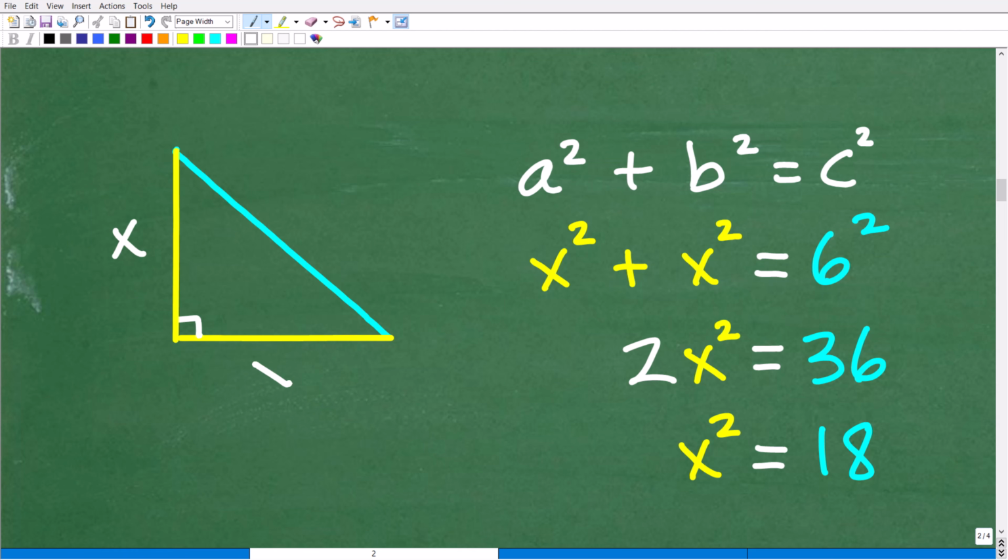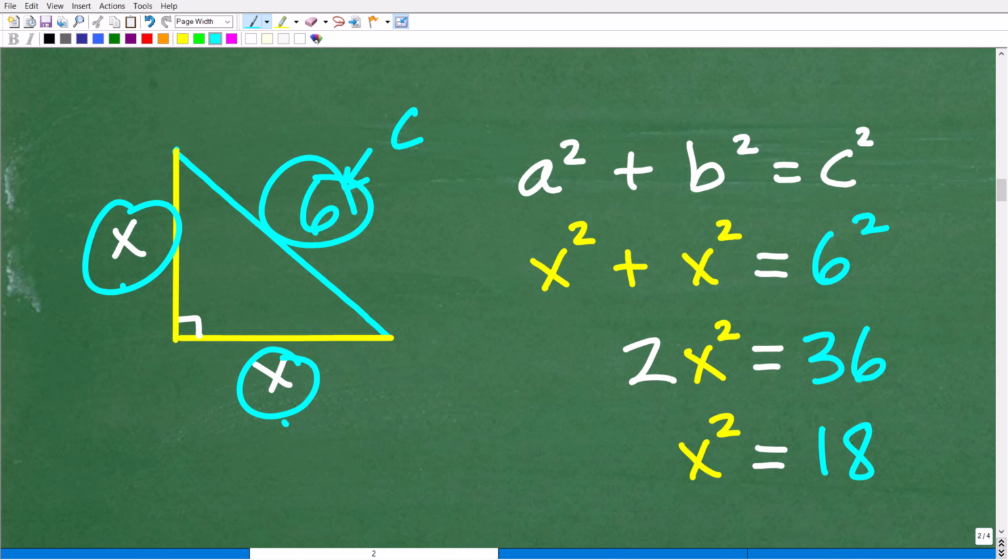So this side is x, and this side is x, and this side right here is 6. This is the hypotenuse, so this is going to be c, and this one or this one can be a or b, doesn't make a difference. So let's go ahead and plug in our respective information. a squared, we'll call that x squared, plus b squared, we'll call that another x squared, is equal to c squared, which of course will be 6 squared. So x squared plus x squared is going to be 2x squared. 6 squared is 36.